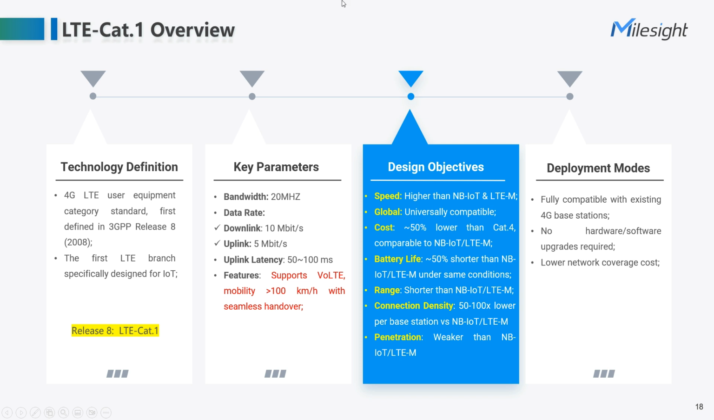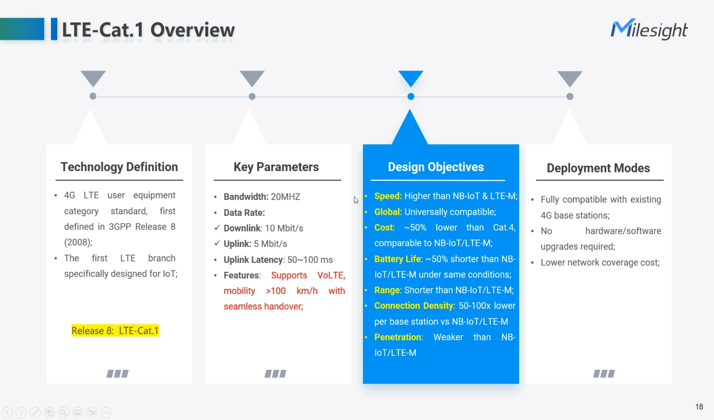Here's the key thing to understand. Cat 1 was originally designed as a simplified version of traditional 4G LTE. Its main goal was to handle the medium and low-speed jobs that 2G and 3G used to do, but at a lower cost. It wasn't specially engineered for enhanced coverage like some other technologies.